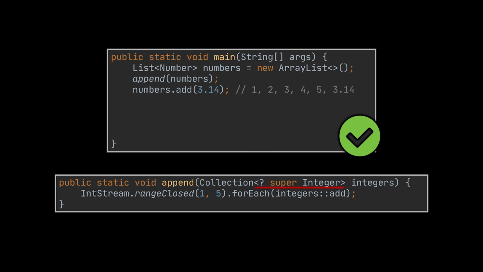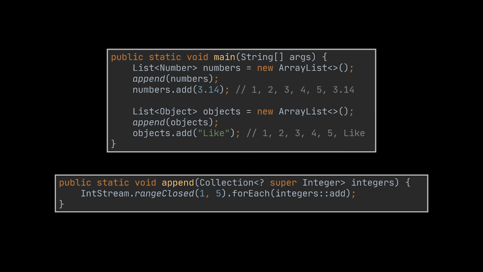In this case, the super wildcard is the solution. After updating the signature of our method, it is now legal to pass to it our list of numbers. The compiler is happy and leads to the desired output. With the super wildcard, we can also pass a list of objects. However, there is a catch.